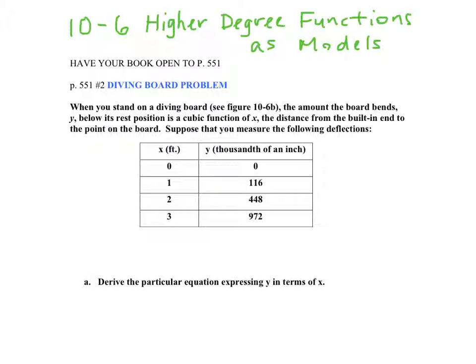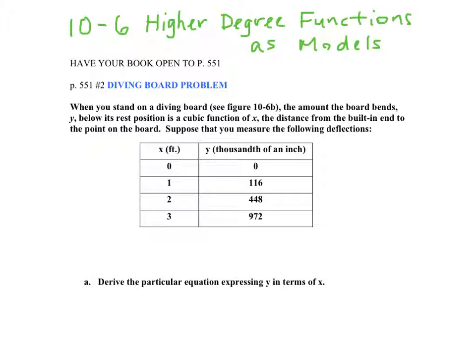Here we go. The diving board problem, number 2. This is one of our homework problems tonight, so when you're getting started on your homework, you do not have to do this one again, unless you want to. When you stand on a diving board, and if you take a look at your book, you can see the figure there. The amount the board bends, y, below its rest position is a cubic function of x, the distance from the built-in end to the point on the board. Suppose that you measure the following deflections. Here's our table of values.